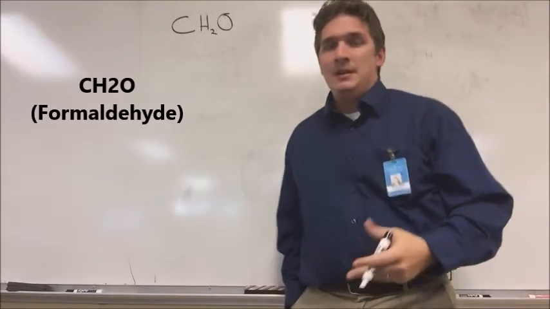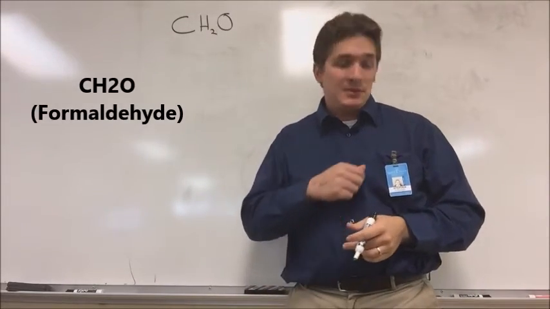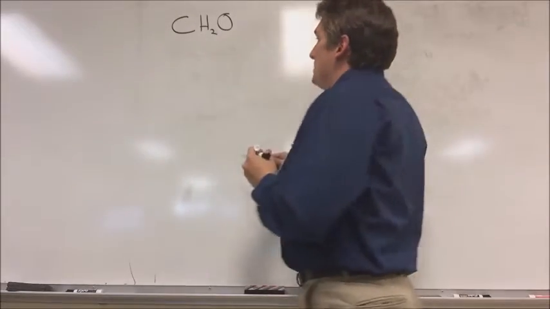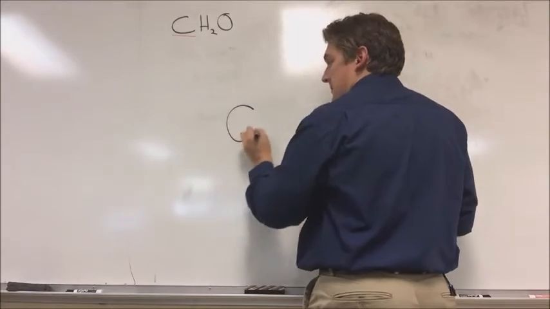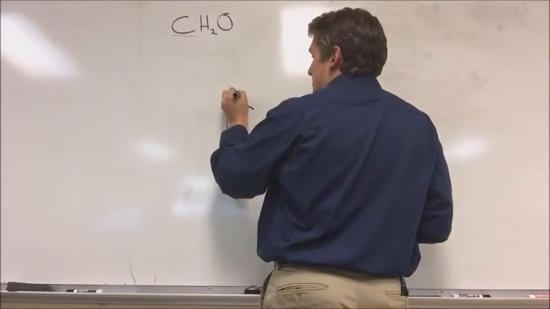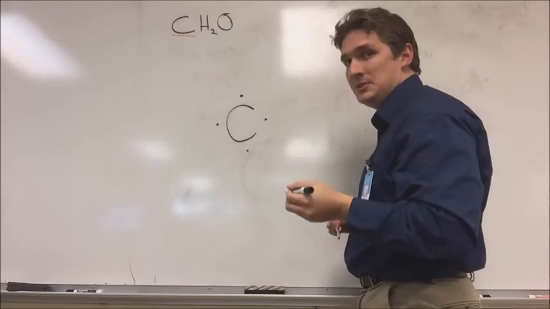CH2O. Now, last video I told you we need to identify the central atom. Most likely it's going to be the first atom in the molecule. The same thing's true here. Carbon is going to be our central atom. So we're going to draw our carbon centrally. We're going to populate it with its valence electrons, in this case 4 valence electrons, 2s2, 2p2.